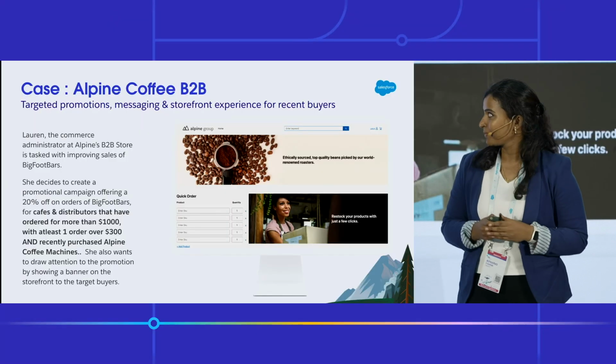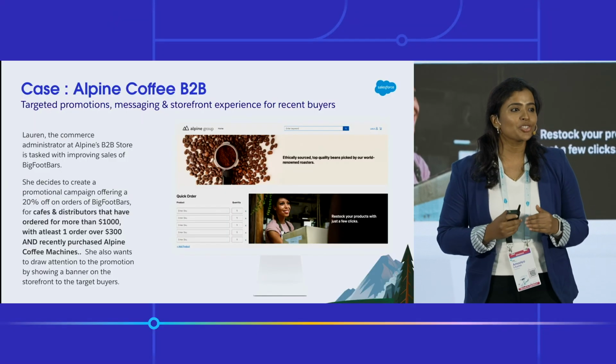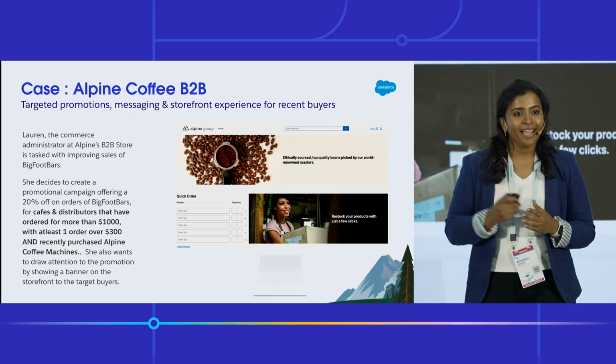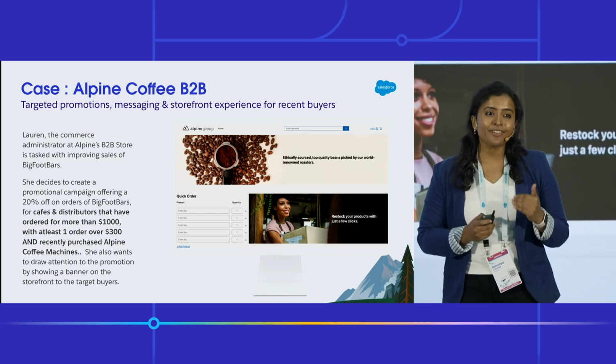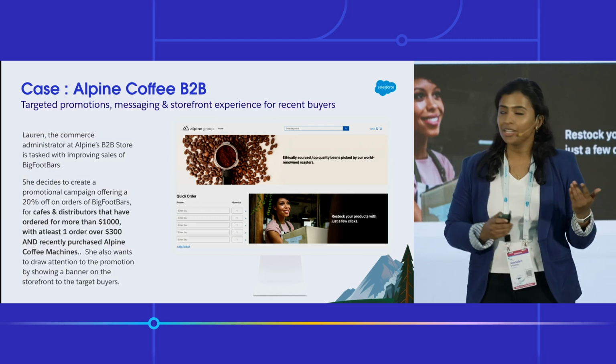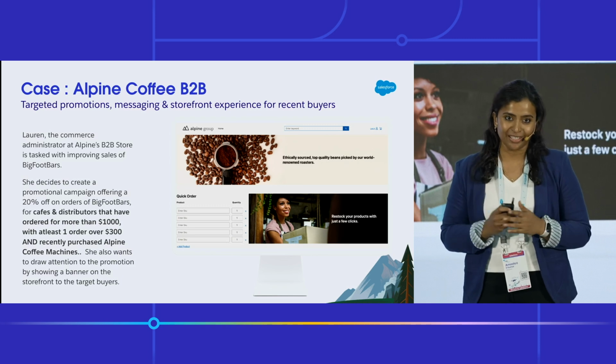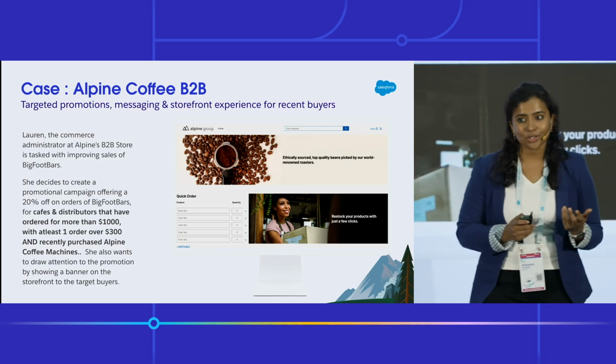Alpine Coffee B2B is a B2B commerce customer that sells coffee beans and coffee machines to cafes and distributors located throughout the United States. Now, they have launched a new collection of protein bars that they're calling the Bigfoot bars. And they want to incentivize their high-value shoppers to purchase Bigfoot bars by giving them a 20% offer on this new selection. Now, how do they define high-value shoppers?